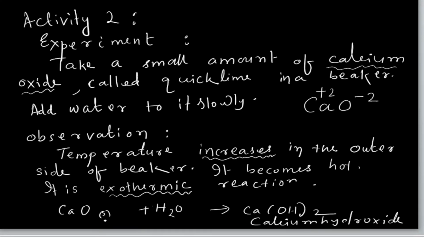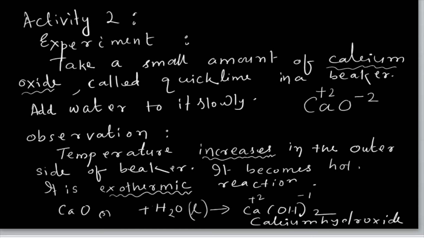Calcium oxide is CaO, calcium oxide solid. Water is liquid and calcium hydroxide is Ca(OH)2 because calcium is plus 2, so hydroxide is minus 1.